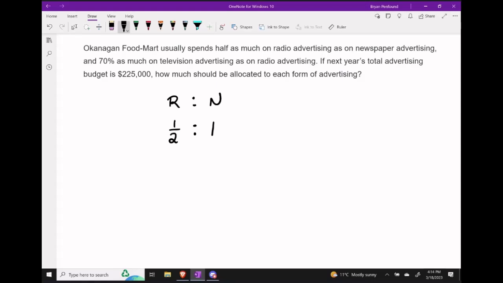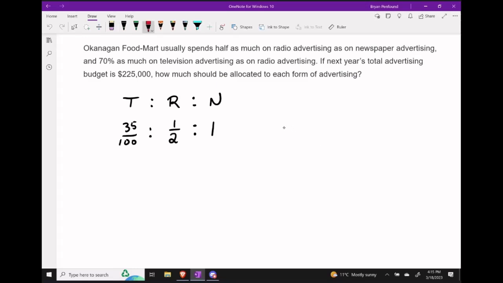Next, we know that they spend around 70% as much on television advertising as on radio advertising. So now we can add the following ratio in, 70% of 1/2 to 1/2. And if we treat 70% of 1/2 like 0.7 times 0.5, what we're actually going to get here is 0.35, or 35 over 100.